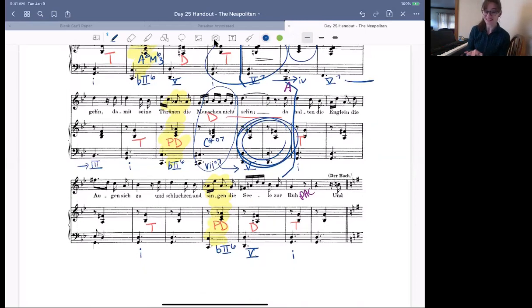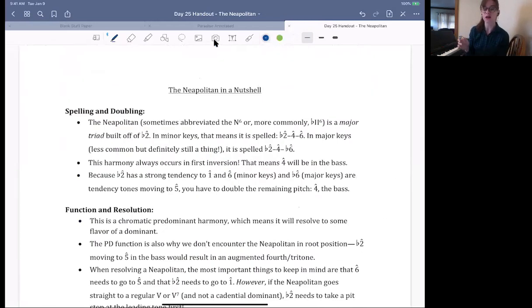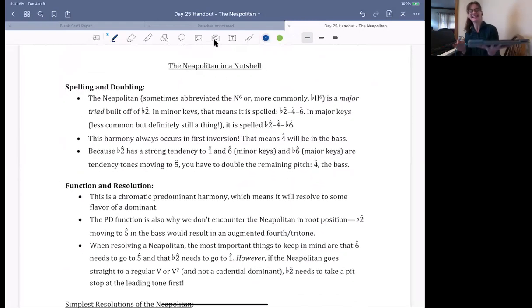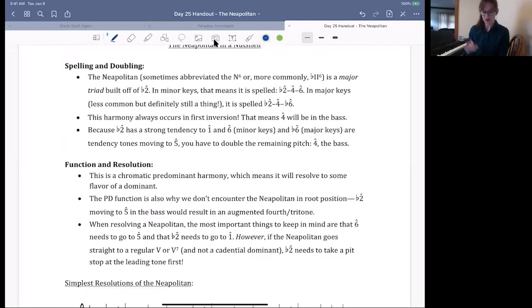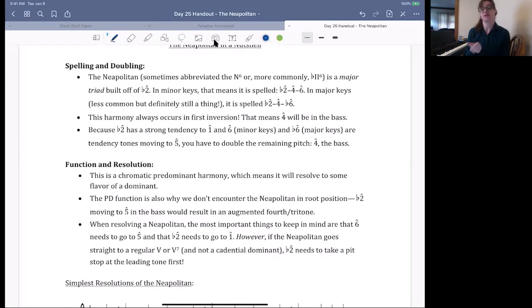Okay, let's take a look at the second page of your handout. This is all of the nitty-gritty stuff that is important, but you know I don't like to start with that. So let's talk about the Neapolitan in technical terms. We already know some of this. It's a major triad. It's built off of a flat scale degree 2 or lowered scale degree 2.